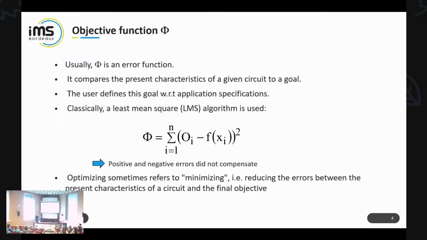So you make the difference of the given circuit with what you want. You try to see what works, and then you try to use new parameters to see if you can reduce this error. That's why reducing the error is the optimization. Optimization is sometimes just named minimization, just because of that.